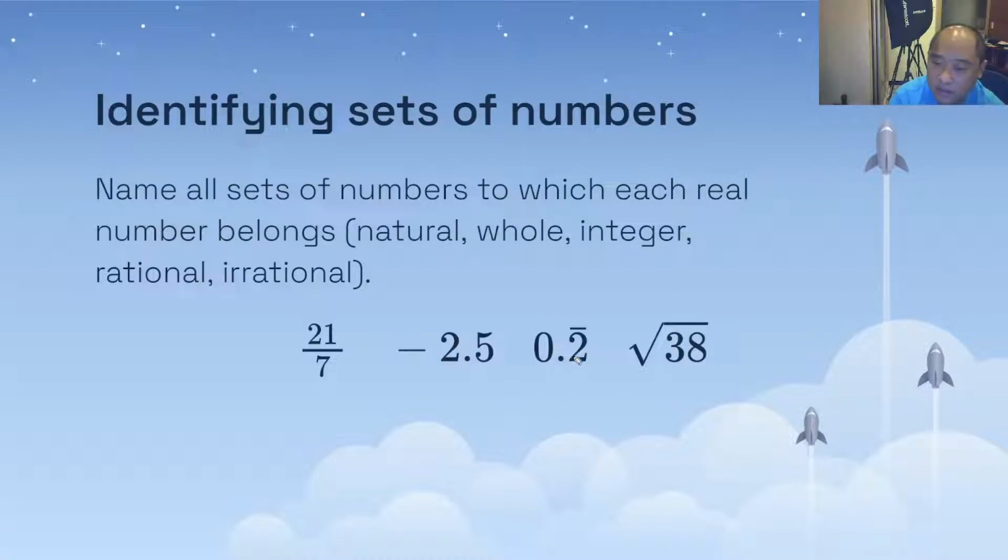And then 0.2 repeating. Yes, this is a rational number. As you hopefully know at this point, any decimal that repeats in a pattern over and over can be written as a rational number. So this is rational. It's not an integer or a whole or natural number. It's just rational. And then here we have the square root of 38.